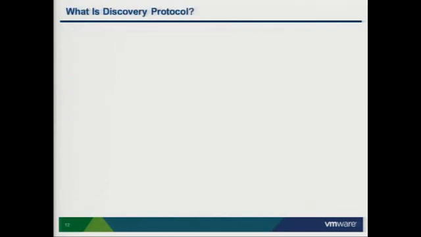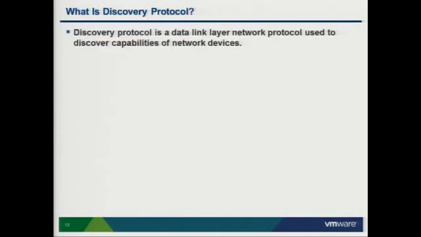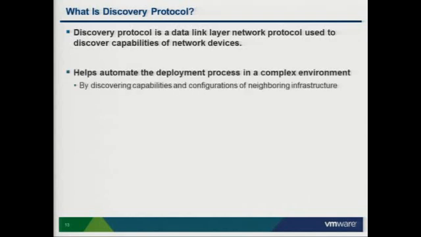So let's take a little more detail look at each of these new features. Discovery protocol, as I said, is a standards-based discovery protocol which allows you to discover the capabilities of neighboring network devices. In a complex deployment, you will have one distributed switch, but you might have multiple physical switches. To understand the capabilities of those physical switches, you need this discovery protocol, which allows you to discover the capabilities of a device as well as look at its configuration.